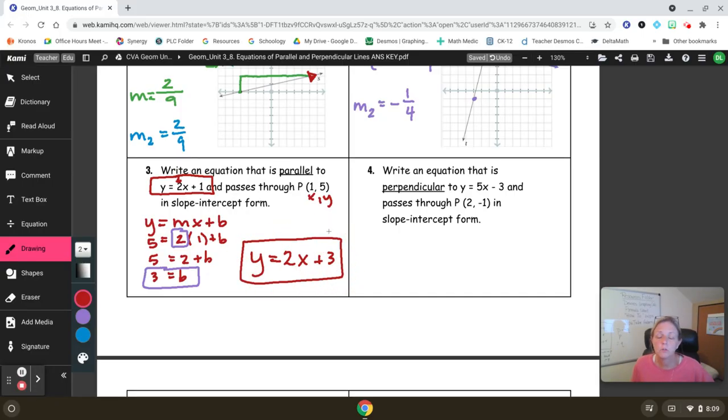To confirm this, you can hop over to the Desmos graphing calculator, and you can graph y equals 2x plus 1 and graph y equals 2x plus 3 and confirm that they are, in fact, parallel lines.